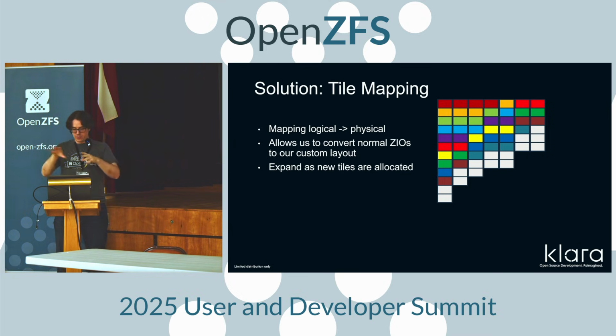So this diagram is the picture version of something that we call the tile mapping, which does the mapping from these logical tiles that make up the VDEV space to the physical tiles that are stored on the disk. The AnyRAID VDEV code uses that tile mapping to convert the ZIOs that it receives from the logical layout that the rest of the system sees into the custom physical layout that lets us do this space balancing. And that mapping grows as we allocate the new tiles. And because it grows as we allocate the new tiles, that means that you can add new disks, and that new space will be taken advantage of when that happens.